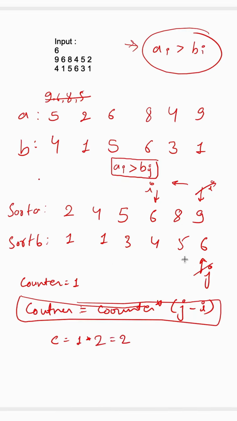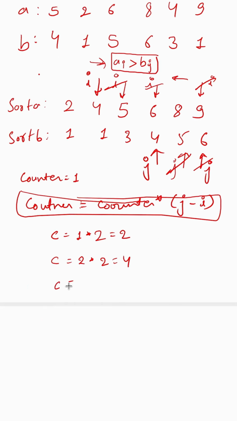Then for next value of B we are going to check the same thing. Again we are trying to satisfy this condition, and it will move in the left direction, and it will stop here. It is not able to satisfy this condition. Our C will be multiplied with 2 because the difference between I and J is again 2. So again it will be 4. For this value of J, this pointer is going to stop here. So again C will be updated, and it will be equal to 4 into 2. It will be equals to 8.